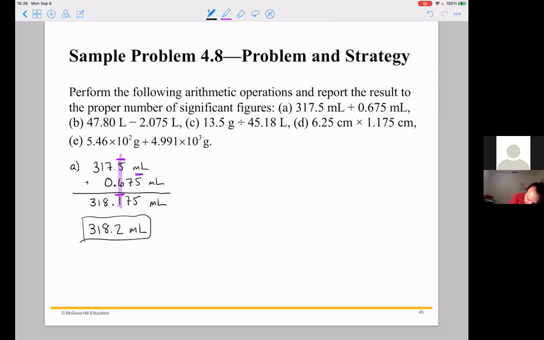Okay. Likewise, going to the next one, I have 47.80 liters. I'm going to subtract 2.075 liters. Okay, I could just punch this into my calculator. 45.725 is what I get out the other end. I know that it's liters because I'm adding or subtracting, so I just carry those units.